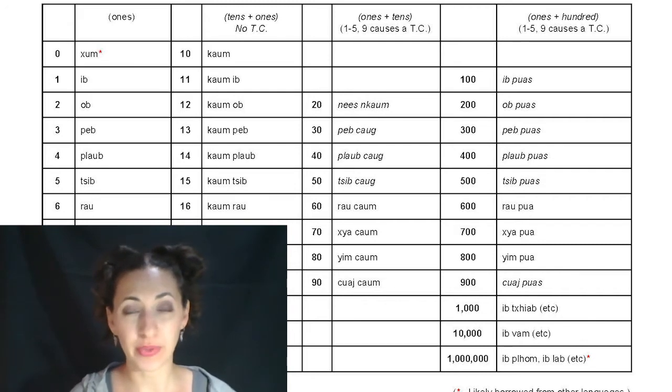And then the hundreds are quite easy. We'll have the ones plus the hundreds. Notice the tone change here on these two. The ones that have been changed are in italics on the worksheet.